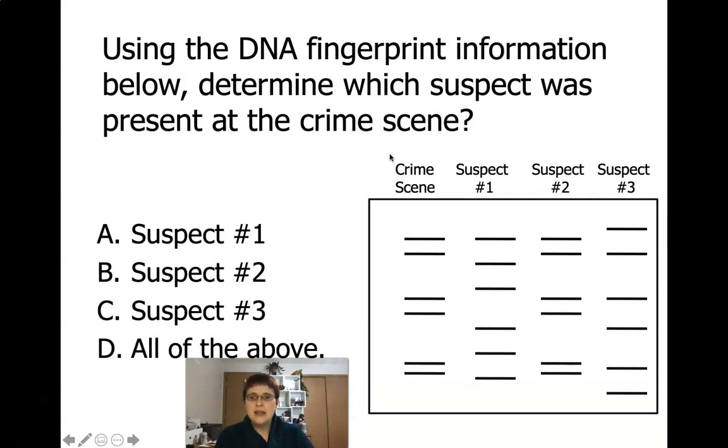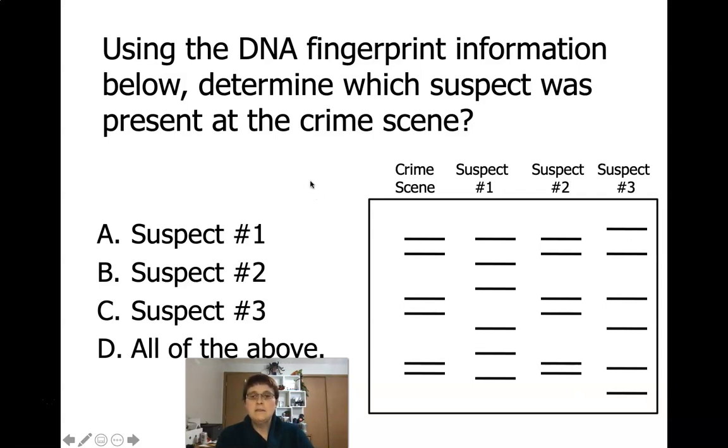And so in this case, it is suspect number 2. They're the ones that had the most matches. You can see suspect 1 does have a match here, and that's the only one that matches up. Suspect 3 matches on that one, matches on that one, matches on that one, but the other ones don't match. Suspect 2 is the one that has the highest number of matches.